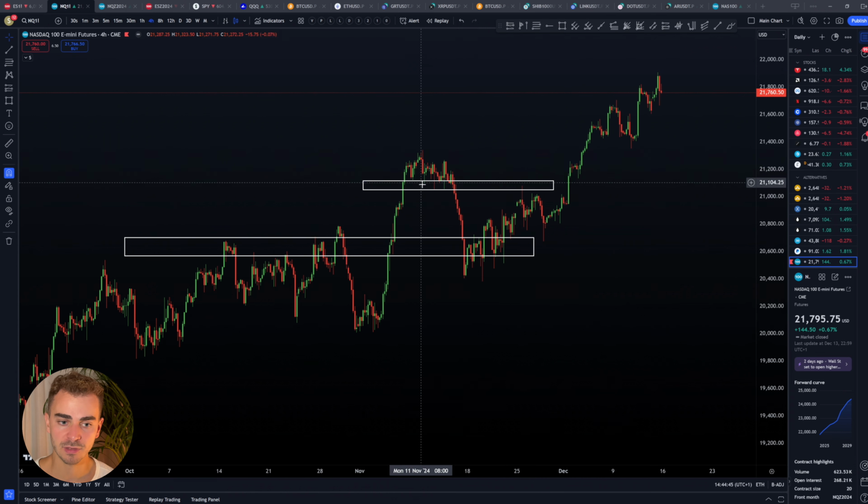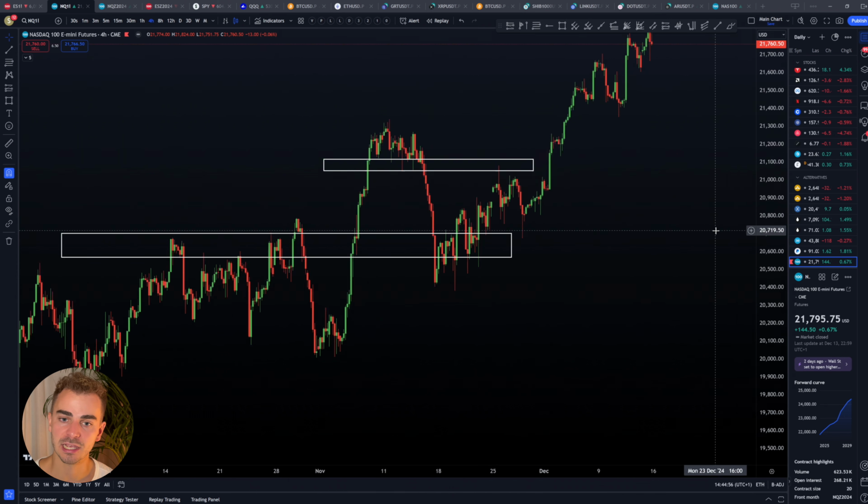If we have a previous demand zone, which is characterized by buying interest stepping in around this level, losing that level, and then retesting this at a later time.